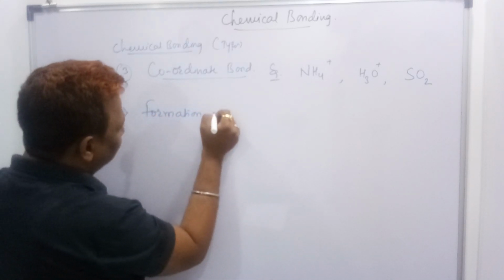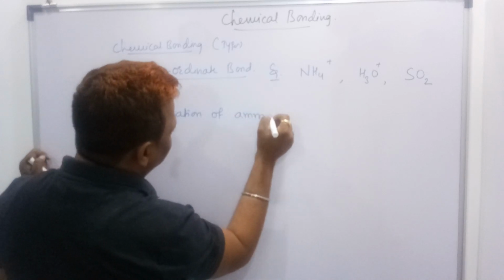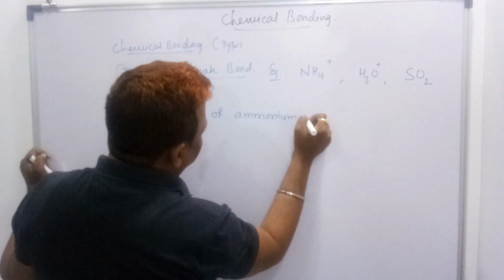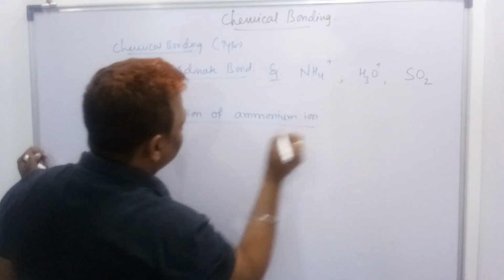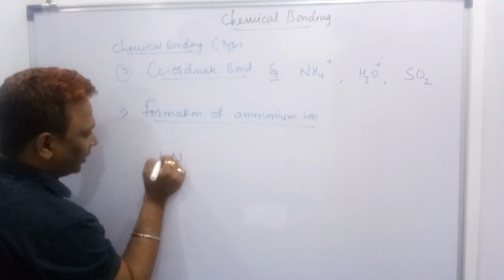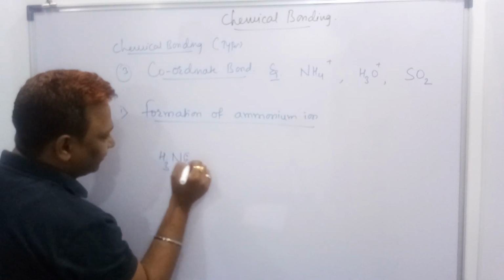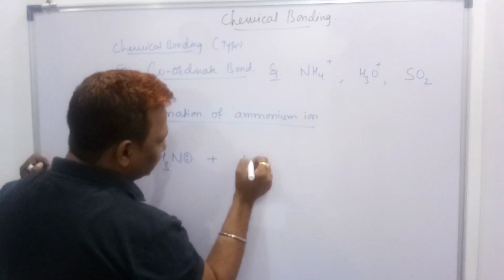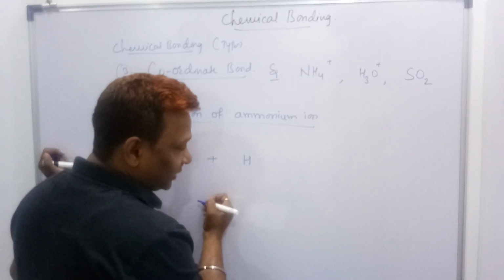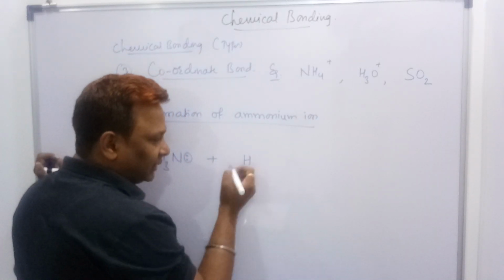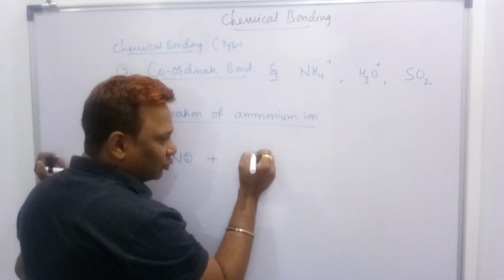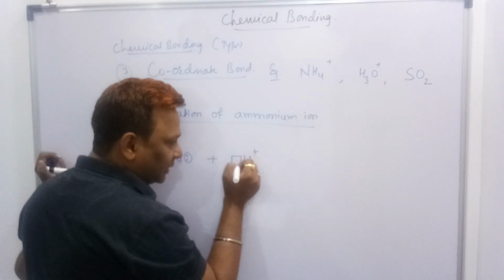Formation of ammonium ion. Here, this is an ammonia molecule. Nitrogen atom is having one lone pair. This is a hydrogen atom whose configuration is 1s1. 1s1 means only one electron in the valence shell. Now by losing one electron, that 1s orbital becomes vacant.